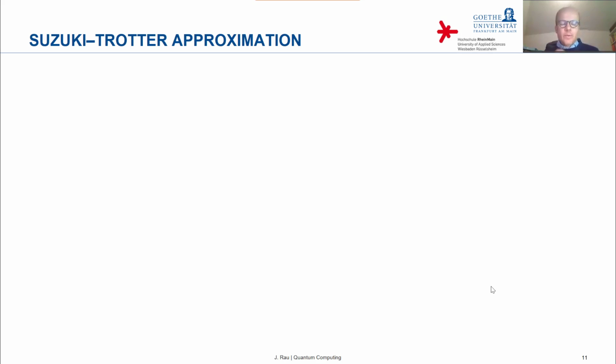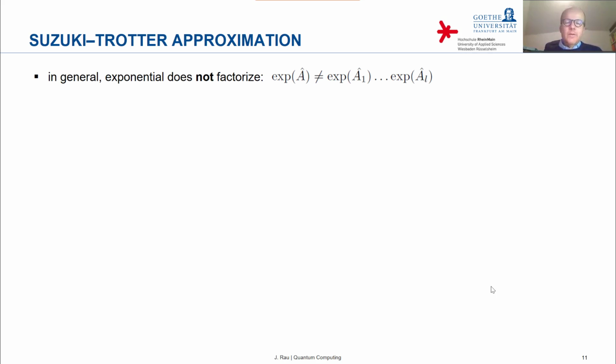Now, after these preliminaries, let's come to the core of the argument, and that involves a particular approximation that's called the Suzuki-Trotter approximation. And I'd like to explain to you briefly the basic idea.